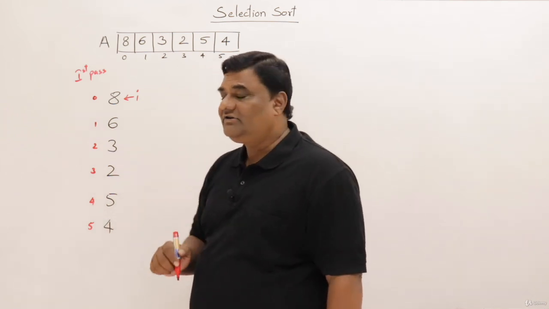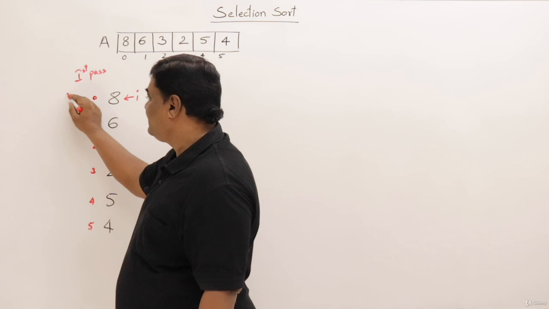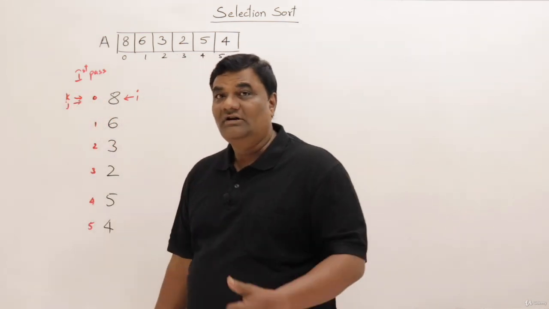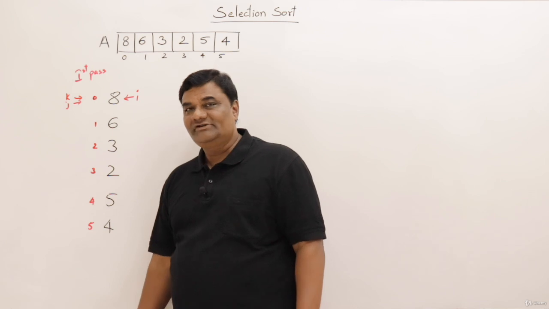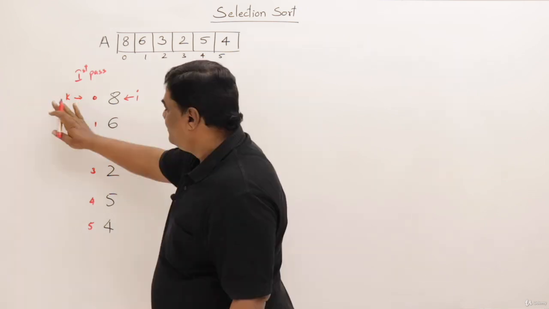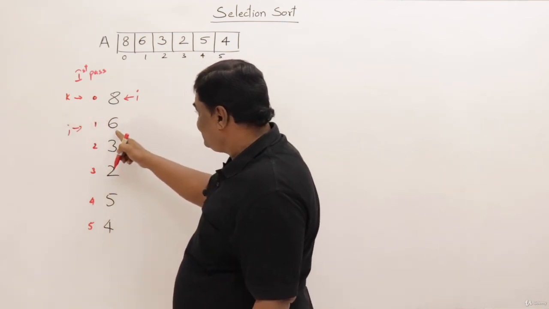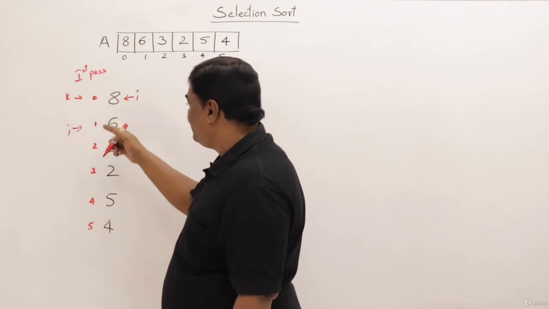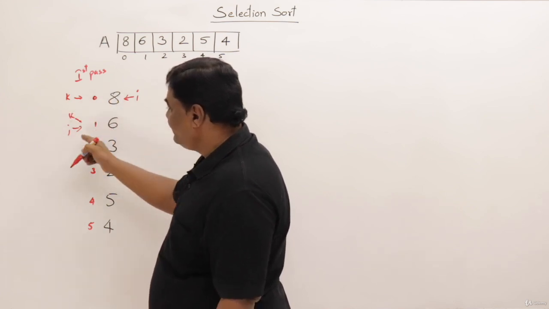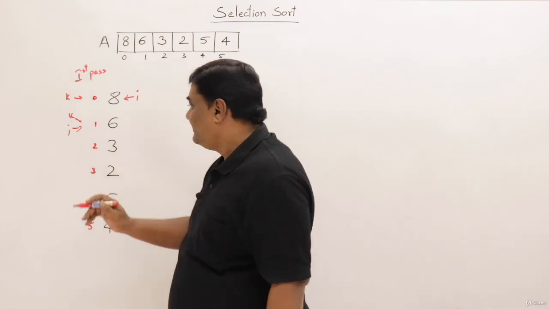For finding out the minimum element, we will take 2 pointers, K as well as J. Both of them will be on the same position wherever I is pointing. Now let us see how to find out minimum. Move J to the next element and check whether this is smaller than where K is pointing. Yes. So bring K at this place. So J will find out the minimum element, and if any smaller element is found, it will bring K there.